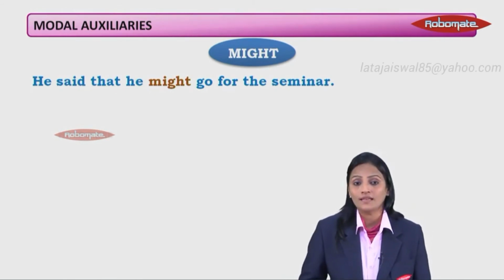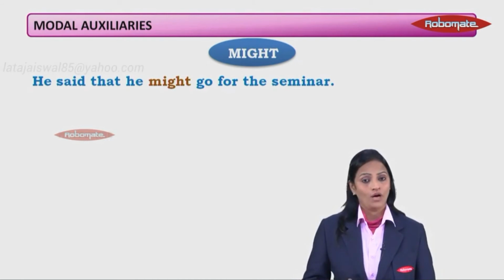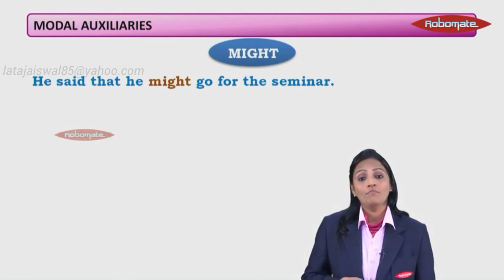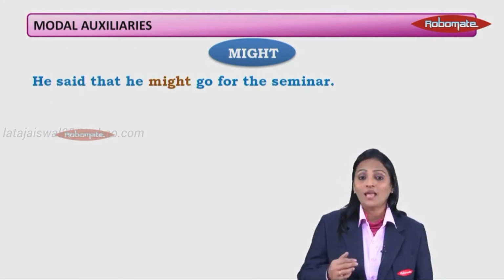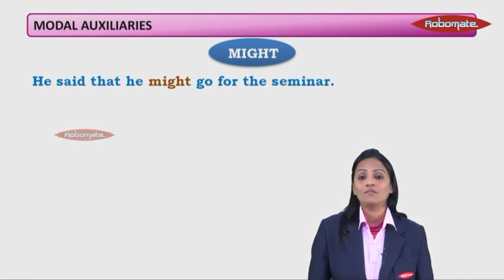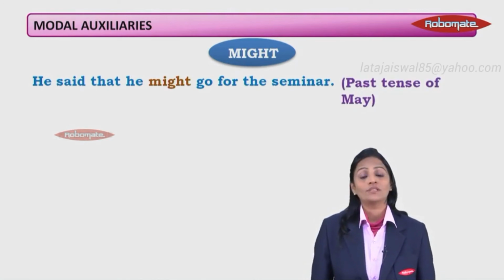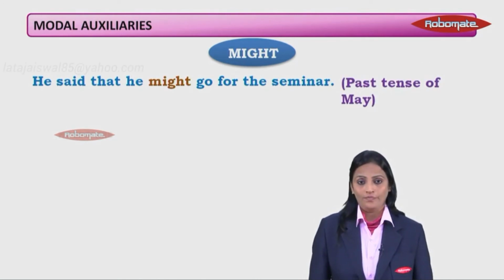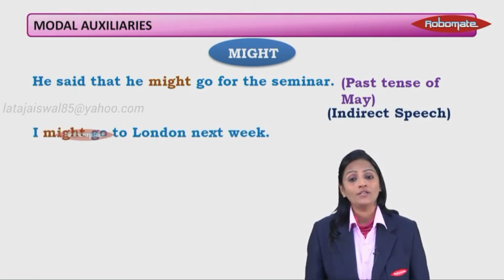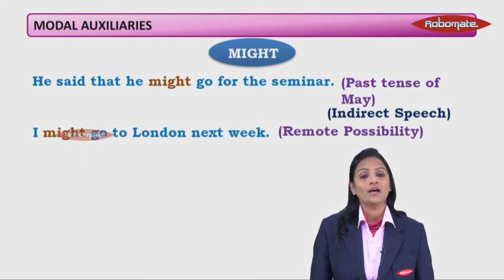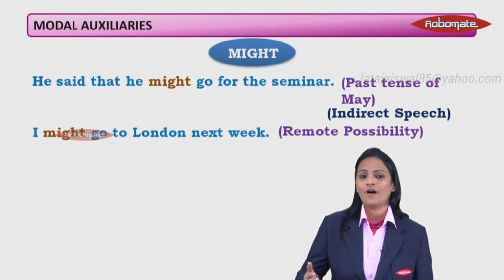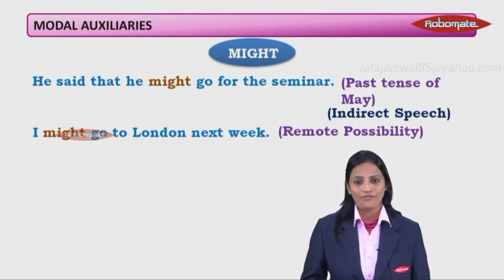The original sentence would be he said, comma, then open inverted commas, and it would be I may go for the seminar. The same thing when you change it into indirect speech, it becomes he said that he might go for the seminar. So it is the past tense of may. But if you say, I might go to London next week, surely this is a remote possibility, something that is a little far away, you're not very sure of.